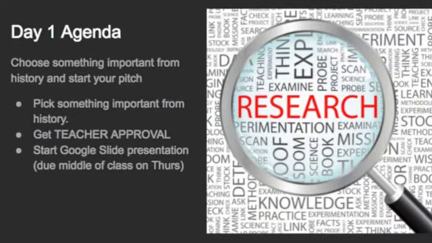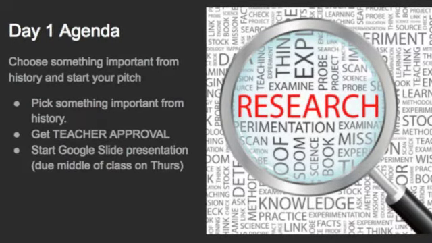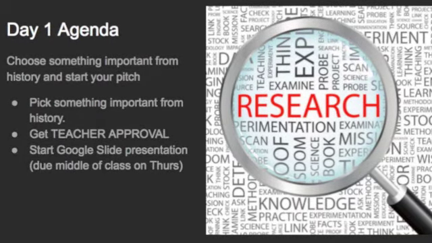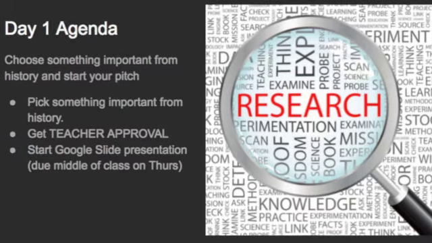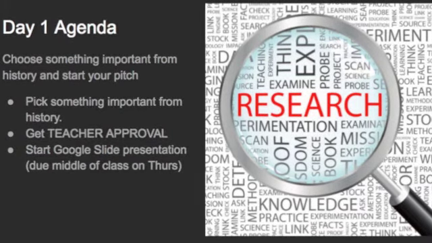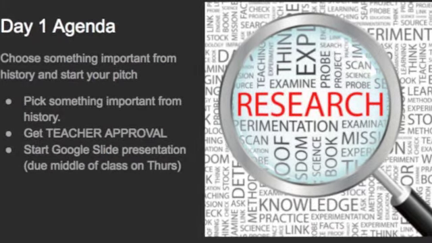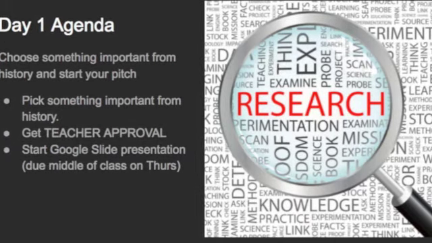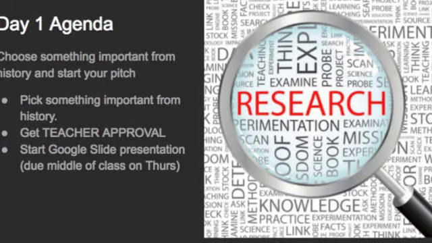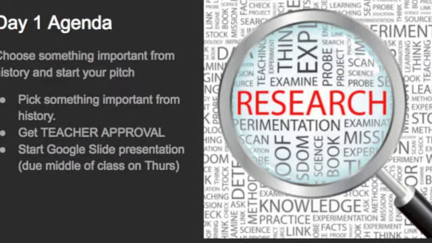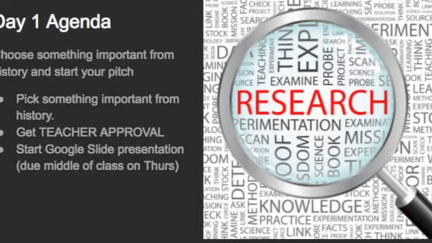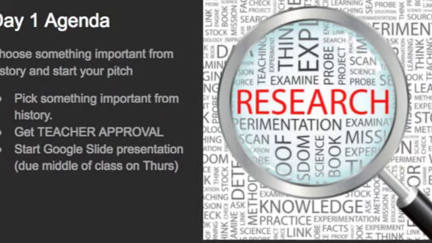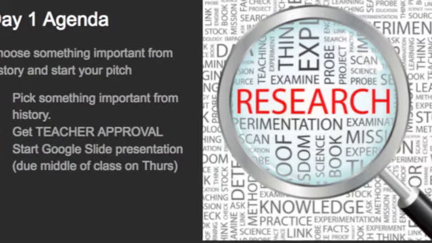Okay, now to what we're doing today. Today what you're doing is picking your thing that has historical significance. It could be an important historical event, an important person in history, or an important invention from history. You need to pick what that is and make sure you get teacher approval that it's okay to do that for your model. Then you're going to start planning how you're going to build your model.